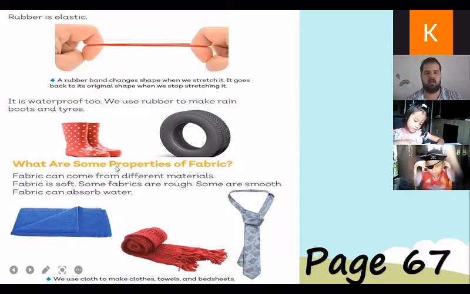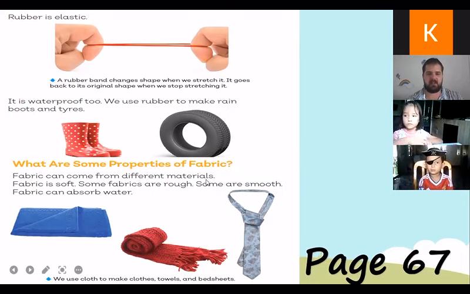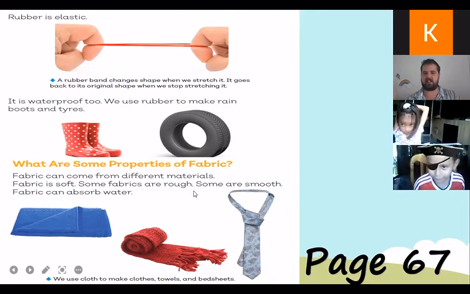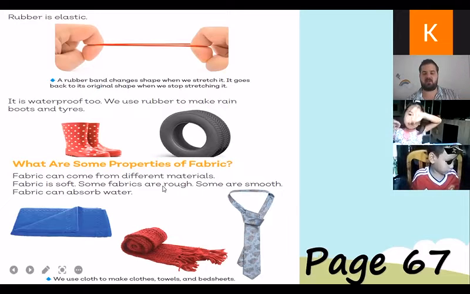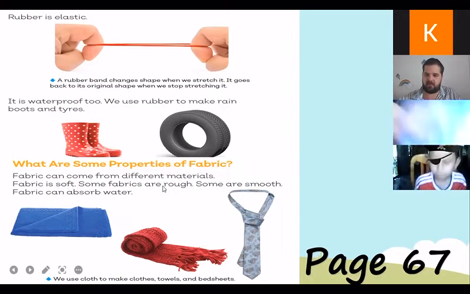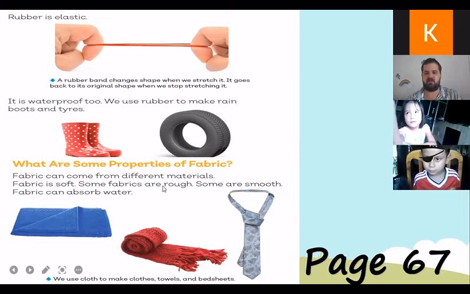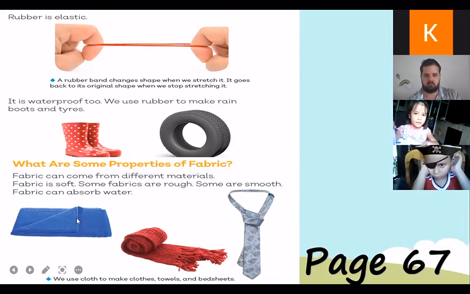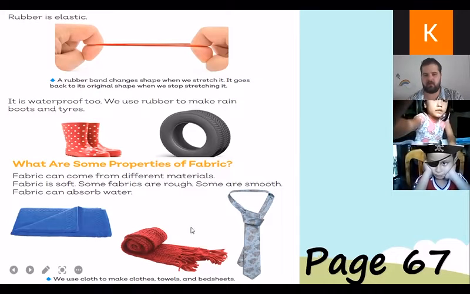Okay, next. Next we have properties of fabric. Fabric can make many different materials. So you can make many different things from fabric. Okay, fabrics are rough, some are smooth. So you can have a rough fabric and a smooth fabric. Fabric can also absorb water, sucks in water. So when you make a mess and you use a cloth to wipe up the water, that's fabric. And that's been absorbed. So our examples of fabric are, we have a towel, a scarf, and a tie.